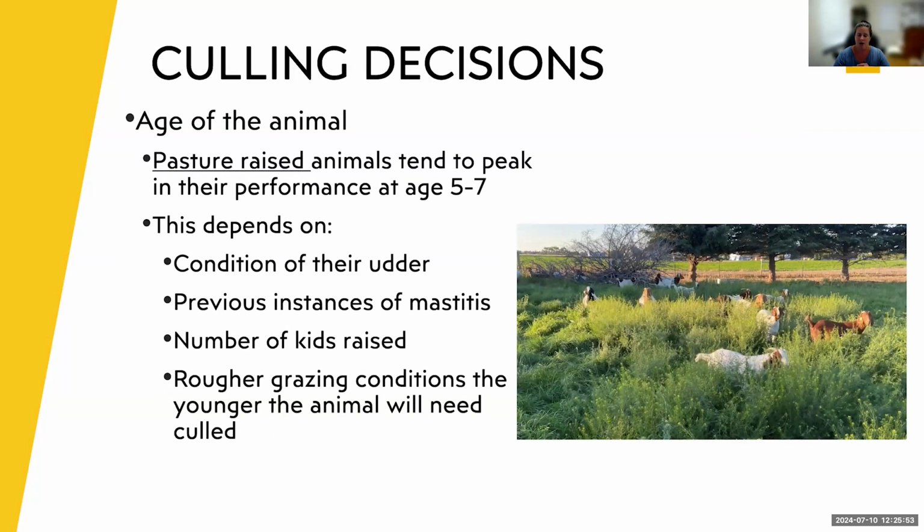So the first thing, when people think about culling, they always think about the age of the animal. And with our pasture-raised animals, they tend to peak in their performance between ages 5 and 7. And so once they have reached that peak performance, after that, obviously they're going to start to go down. And so as they go down, they might have more issues with their udder, if they have been nursing kids. Is there any damage to the udder, things like that.